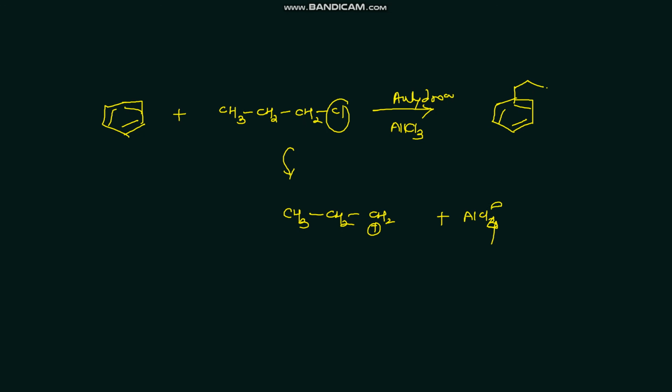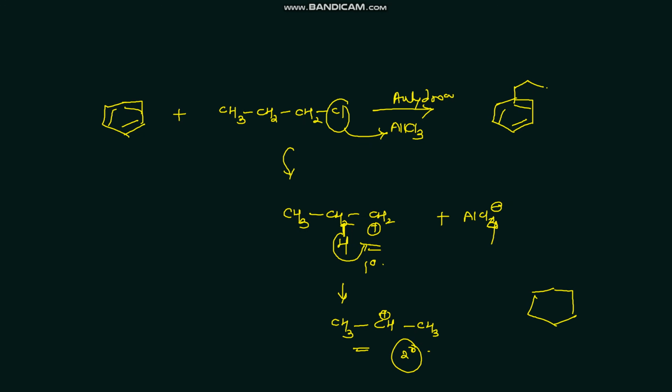Here this Cl combines with this Lewis acid. Here this primary carbocation is unstable. Therefore, by shifting hydrogen, rearrangement of carbocation takes place and we get a secondary carbocation. The secondary carbocation is more stable. Then this secondary carbocation reacts with the benzene and we get this compound. It means here a branched chain is attached to benzene, not directly a straight chain.